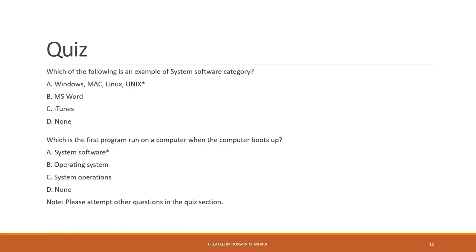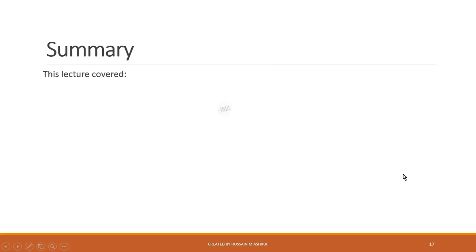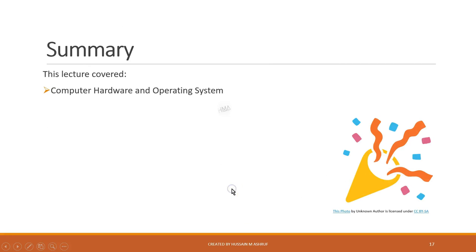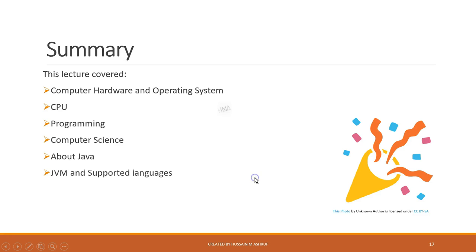Also, we have a quiz at the end of the section. You can attempt it at the end of this lecture. Summary. This lecture covered computer hardware and operating system. Then we have covered the central processing unit, programming, computer science, Java, the JVM and supported languages.